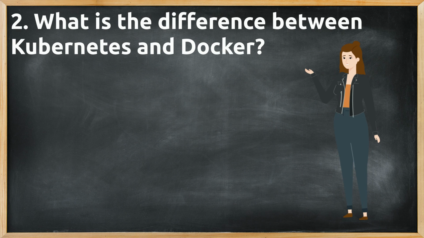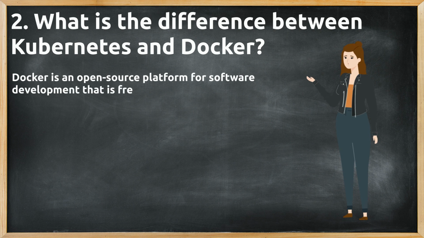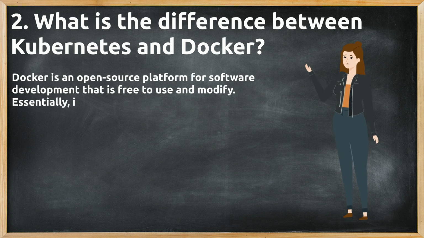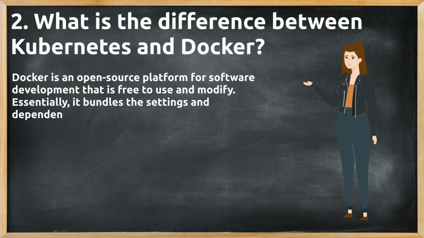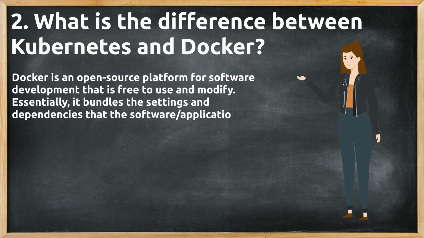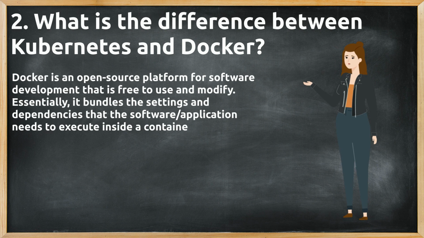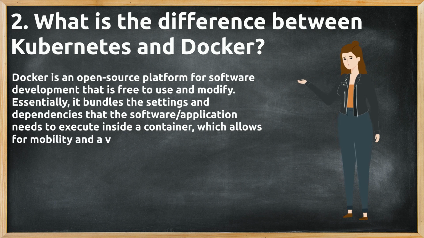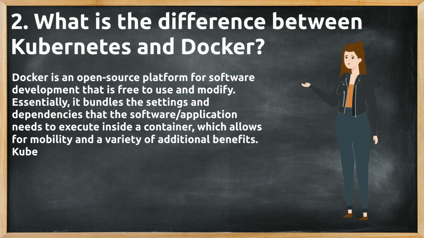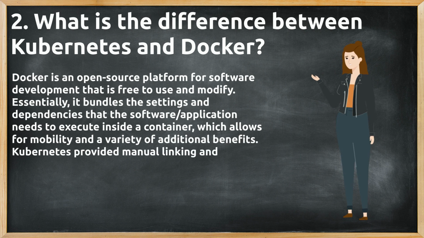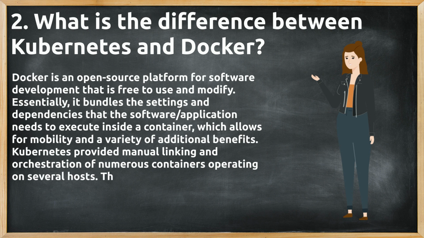2. What is the difference between Kubernetes and Docker? Docker is an open-source platform for software development that is free to use and modify. Essentially, it bundles the settings and dependencies that the software or application needs to execute inside a container, which allows for mobility and a variety of additional benefits. Kubernetes provided manual linking and orchestration of numerous containers operating on several hosts. They were generated using the Docker container orchestration system.